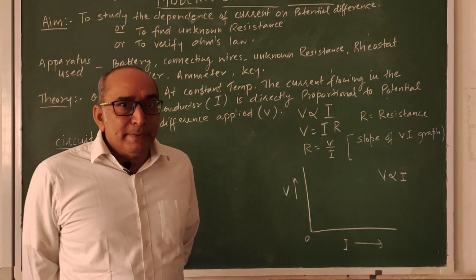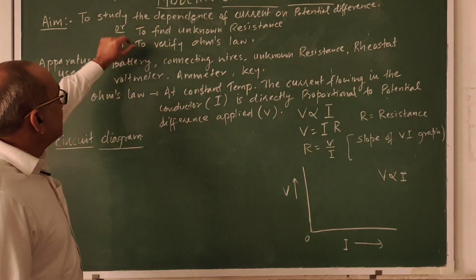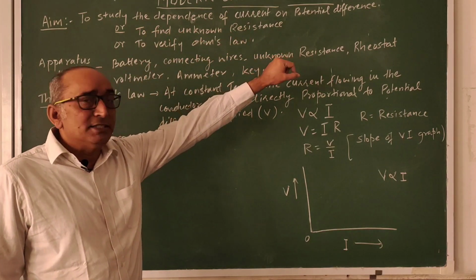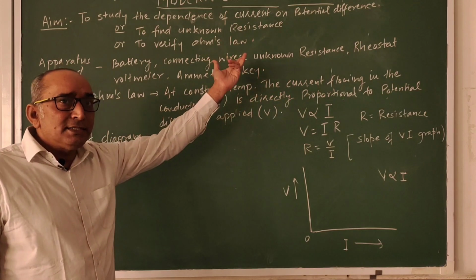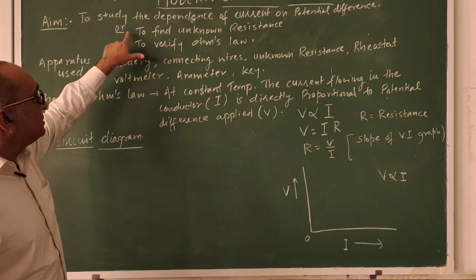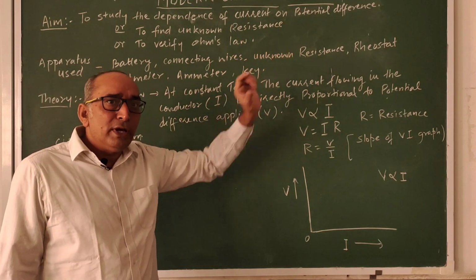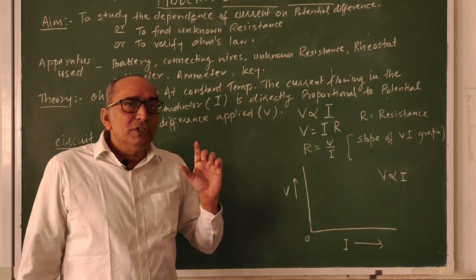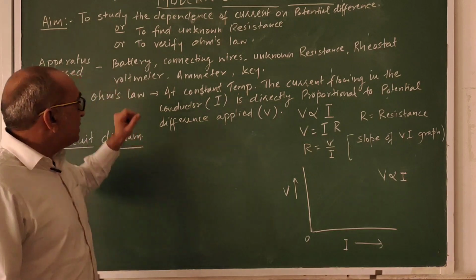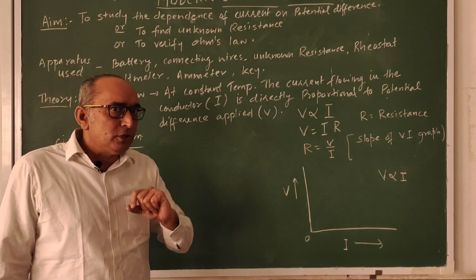The aim of this experiment can be written in three forms. The first is to study the dependence of current on potential difference, means how current is dependent on potential difference. Second, we can write this aim as to find unknown resistance. We have to find the value of an unknown resistance which we are going to use in the circuit. That is also done by using Ohm's law. And third is simply to verify Ohm's law.